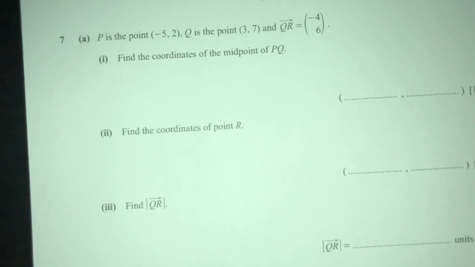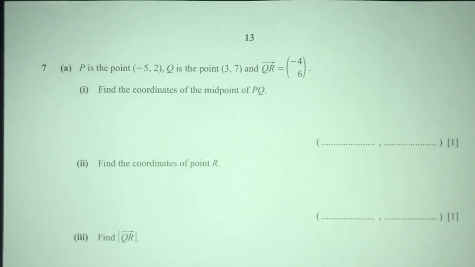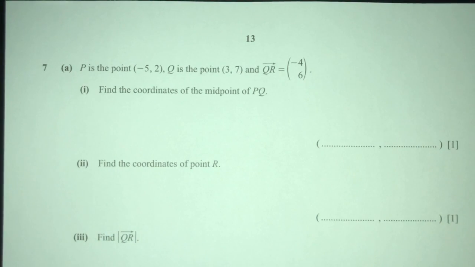Okay, now let's move on to question number 7. So P is the point minus 5, 2. Q is the point 3, 7. QR is given to you by this direction, which is minus 4, 6. So we have to find the midpoint of PQ.